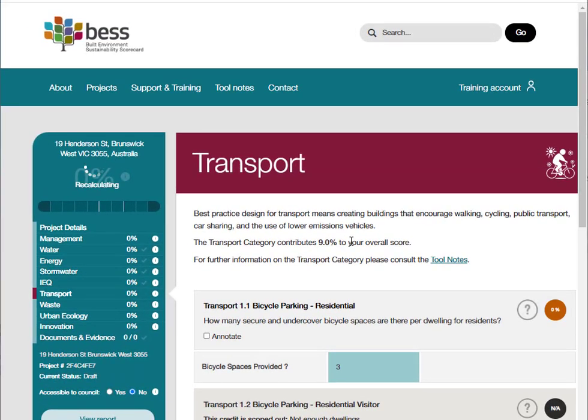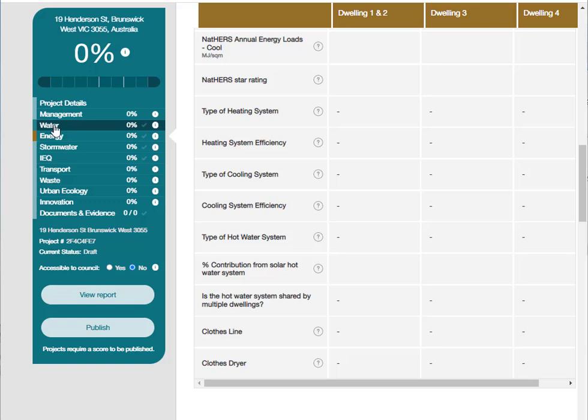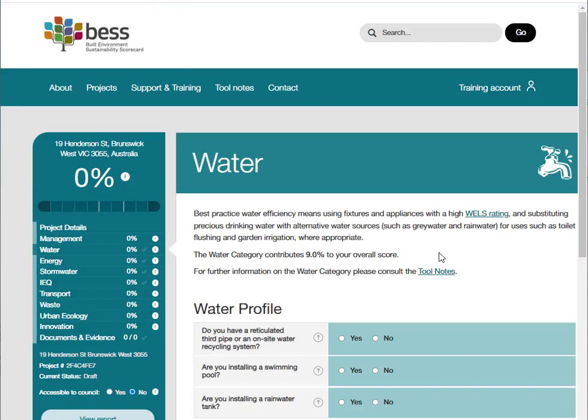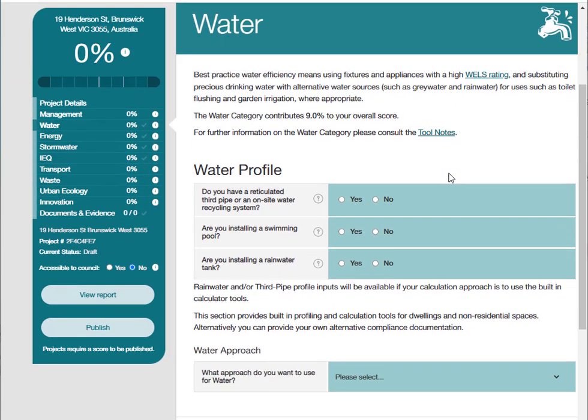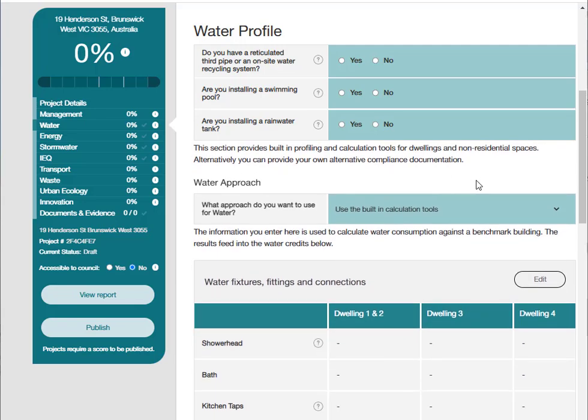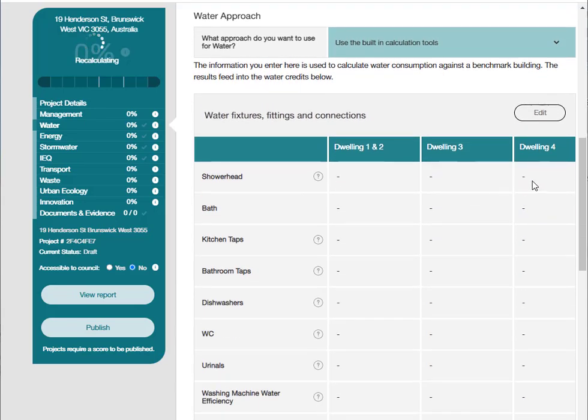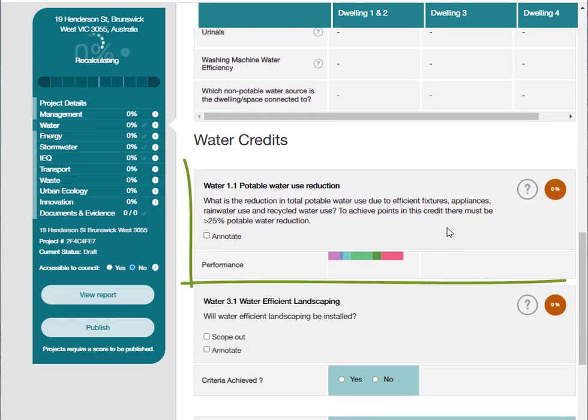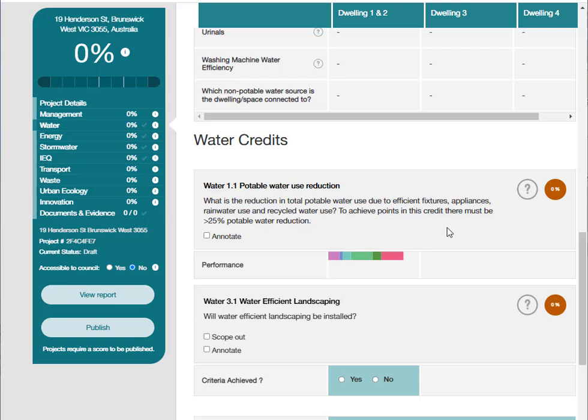Other credits have what we call a calculated result. This is usually where BESS has a built-in calculator, where a number of inputs need to be entered. For example, in the water calculator, you enter information about showers, toilets, and other water fixtures and fittings, and BESS calculates the reduction in water use for your project. The credit score for Water 1.1 is based on this calculated value. For categories with a lot of data entry, always make sure you scroll to the bottom of the page to ensure every credit has been answered or calculated.